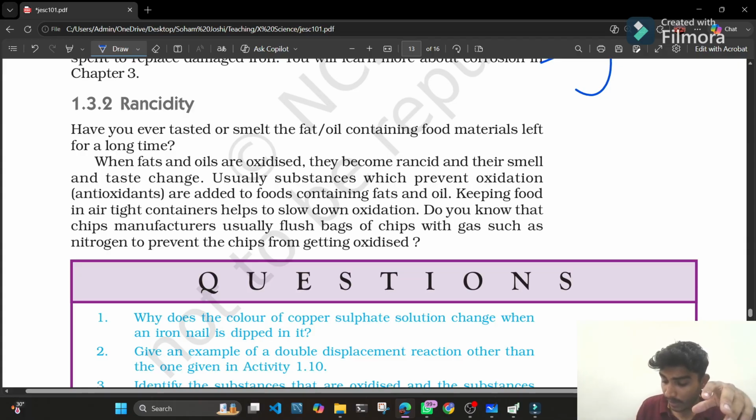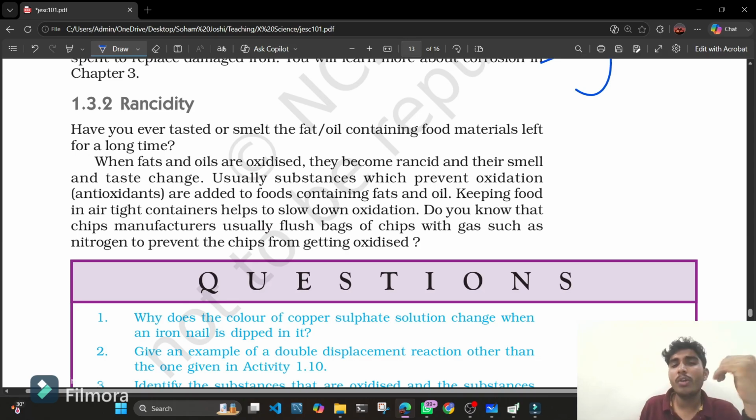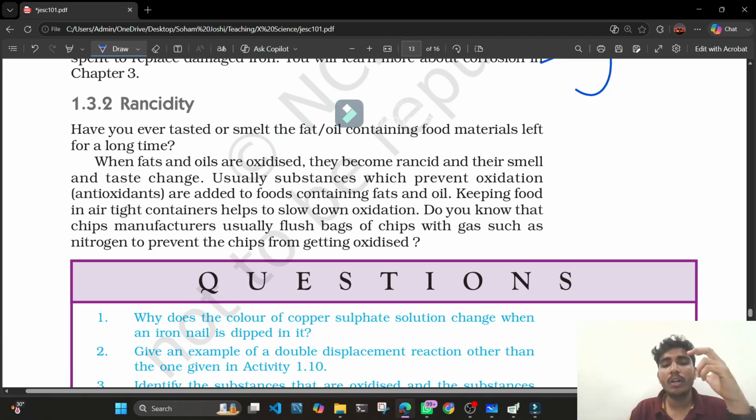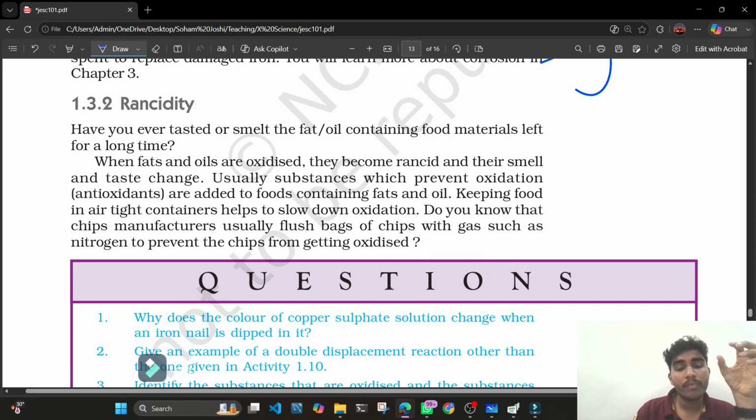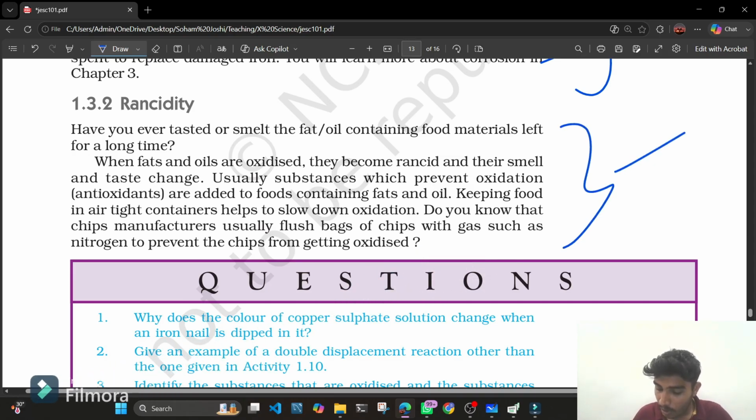So that is why usually the substances that prevent oxidation are called antioxidants, and they are added to food containing fats and oil. कोई भी फैट कंटेनिंग, ऑयल कंटेनिंग अचार ले लो, कोई भी ऐसे फूड्स को हम एक तो एयरटाइट कंटेनर में रखते हैं, plus also we flush them with the antioxidants. You must have noticed that तुम्हारे चिप्स के पैकेट ऐसे फूले फूले रहते हैं, although उनमें उतना चिप्स रहता नहीं है. So that air is nitrogen, that is not normal air, that is the nitrogen, because the bags of chips are flushed with nitrogen gas to prevent them from getting oxidized. I hope rancidity is also clear.